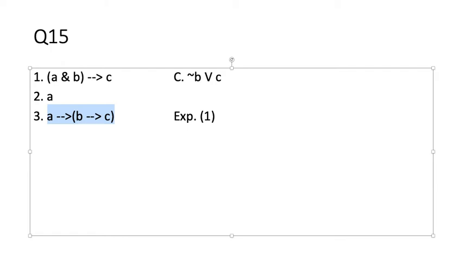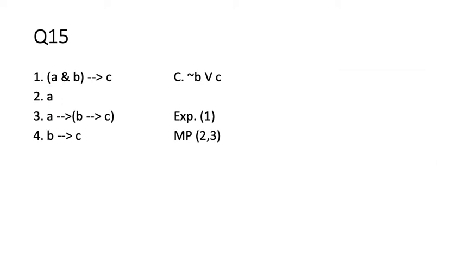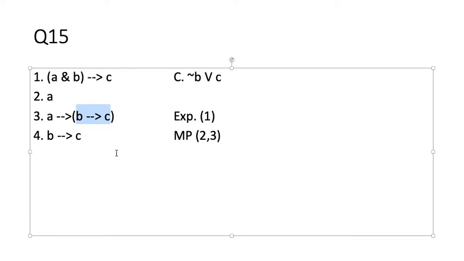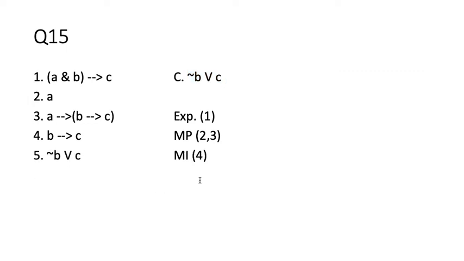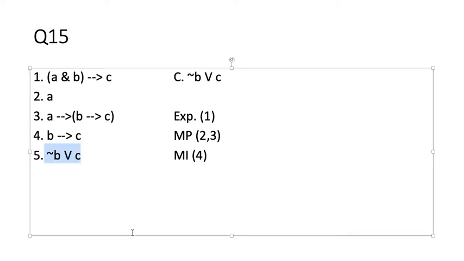Okay, why is this good? Well, look at what I have on line 2. I have A. So now I can do modus ponens on 2 and 3 to show that if B then C is necessarily true. And that's super handy because now I'm really, really close to my conclusion. I can just do material implication on line 4 to turn it into not B or C.